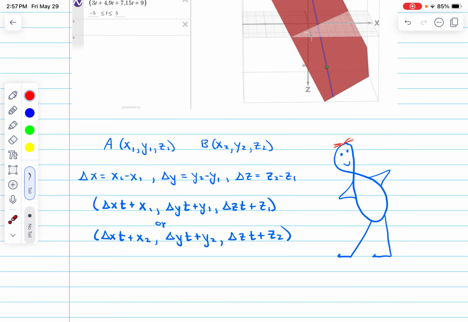Now, here's what we have. We have delta x, delta y, and delta z. And now, if we want our parametric equations, the x part is going to be delta x t plus either this x1 or this x2. I used x1 here and x2 here. It doesn't matter which one. And then delta y t plus y1, delta z t plus z1. And that will give you a set of parametric equations for the line that passes through those 2 points.